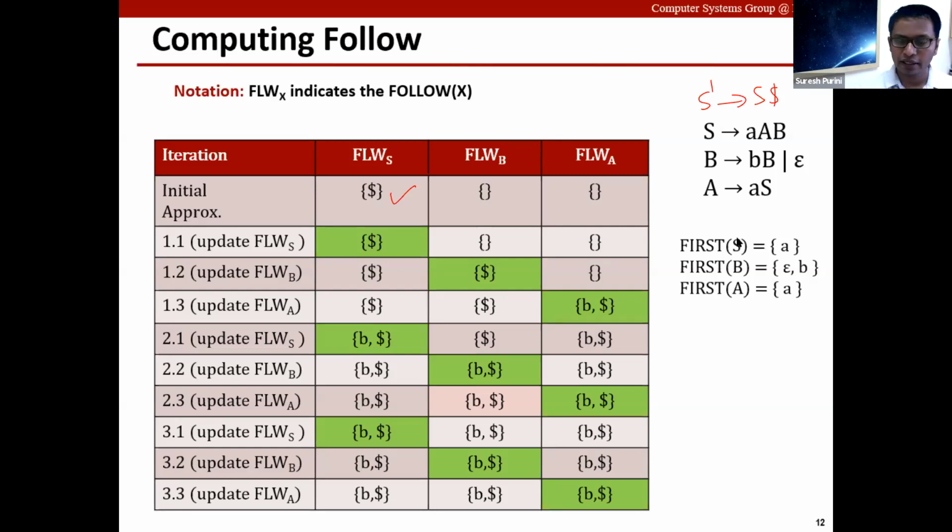If we want to improve the follow set of S, we would like to apply this rule: whatever is present in follow of A is also present in follow of S. But at this point in time, the follow of A is the empty set, so we are not able to improve the follow set of S. But the follow of B contains whatever is present in follow of S. So we apply that rule to improve the follow set for B in iteration 1.2.